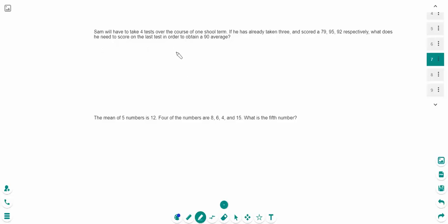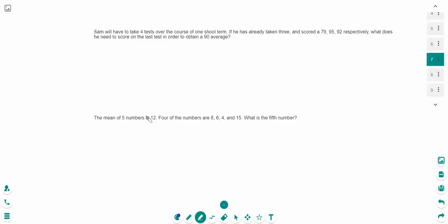So he's trying to get a B on his report card. And he hasn't taken that 4th test yet. And he knows that these are his first 3 scores. And so he's trying to ask himself, well, how well do I have to do on my last test in order to still get a B for my average? Okay. So how would we do this?